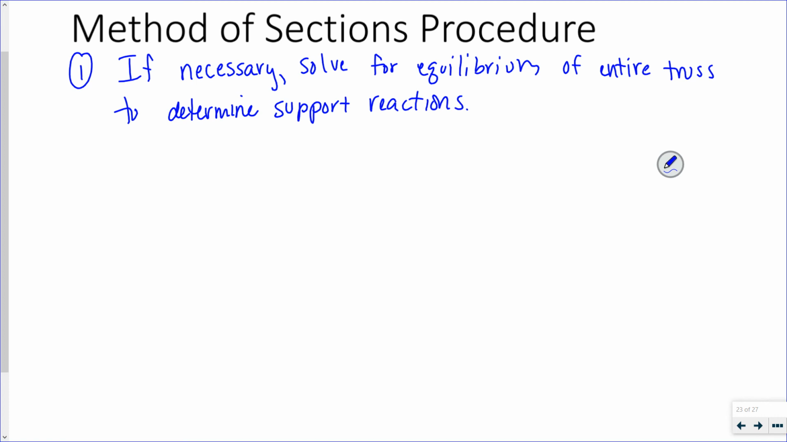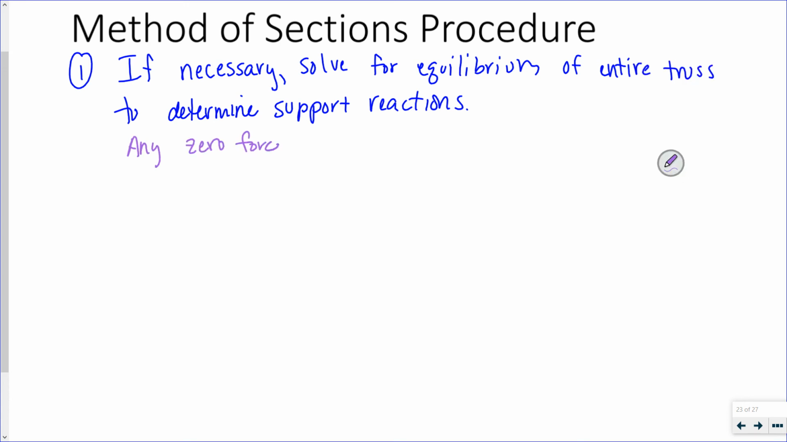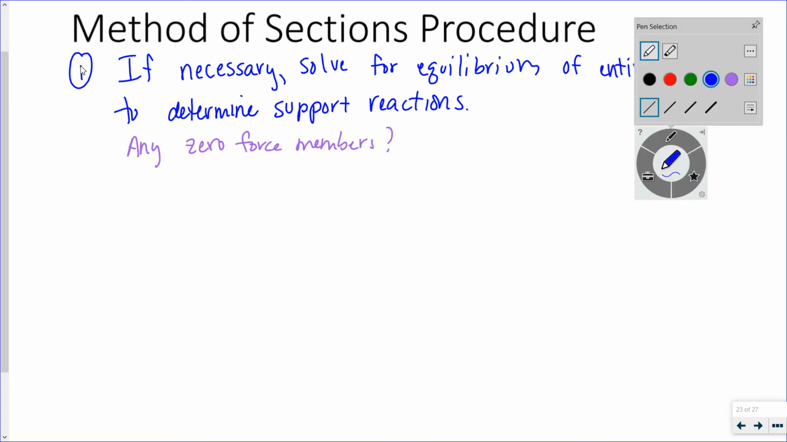You could also, in here, check to see if there are any zero force members, because that's super easy to just knock off. Choose a location that you want to cut to create your sections.